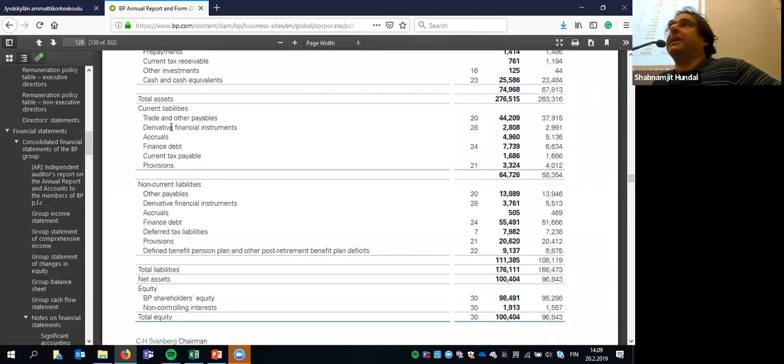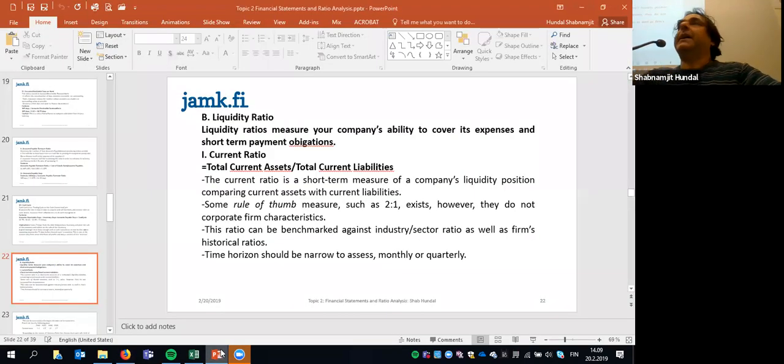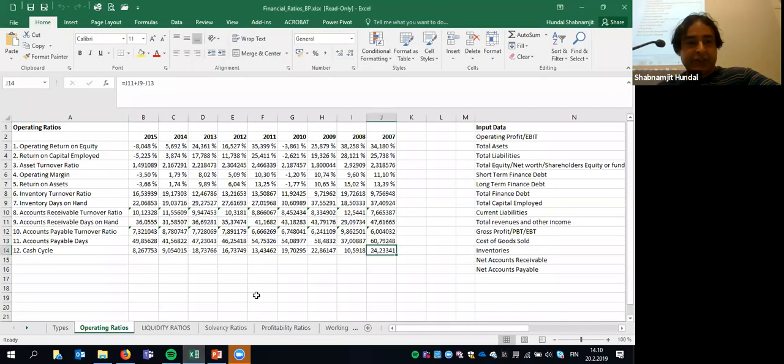Well, for a big company like BP, I can agree that there could be delays, right? But generally, accruals could be for the shorter period. Okay. And likewise, anyways, at any point of time, your current ratio should be 2:1. As I said before, I don't believe in this 2:1 thingy. Look at how much is BP's situation. We need to go to the liquidity ratios.